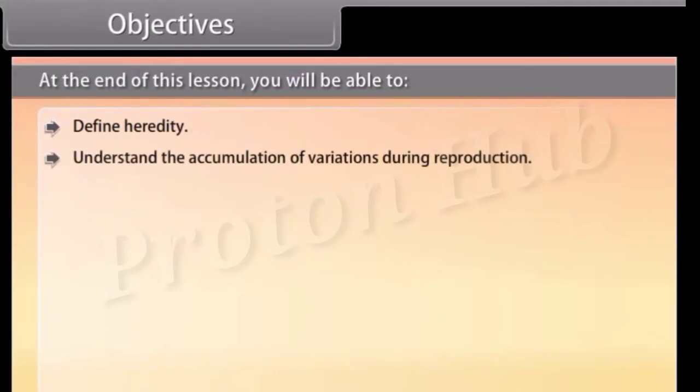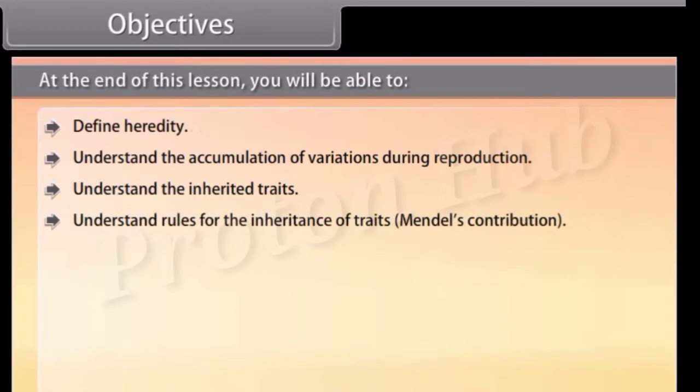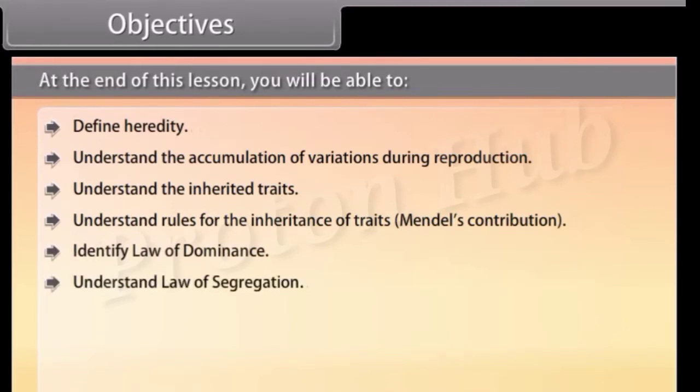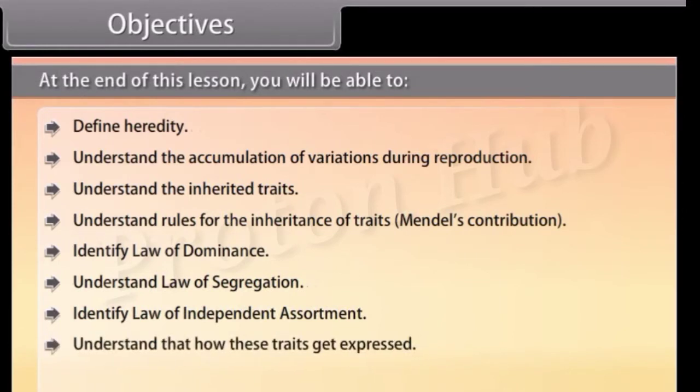Objectives. At the end of this lesson, you'll be able to define heredity, understand the accumulation of variations during reproduction, understand the inherited traits, understand rules for the inheritance of traits, Mendel's contribution, identify law of dominance, understand law of segregation, identify law of independent assortment, understand how these traits get expressed, understand process of sex determination.